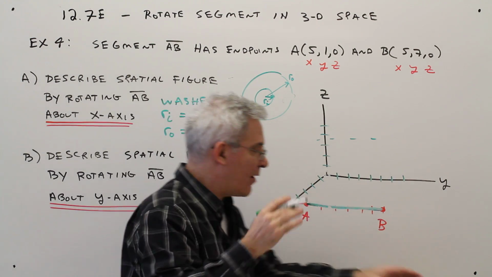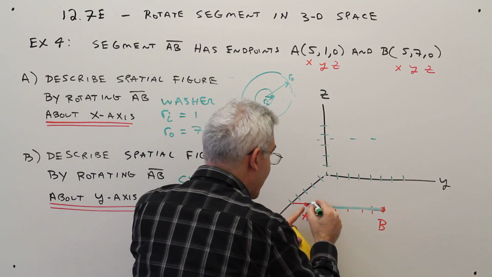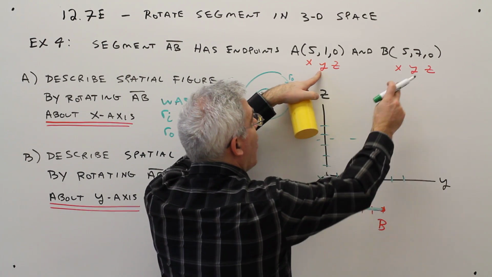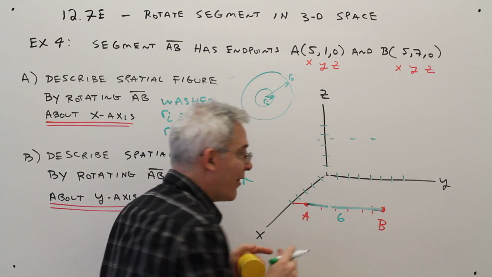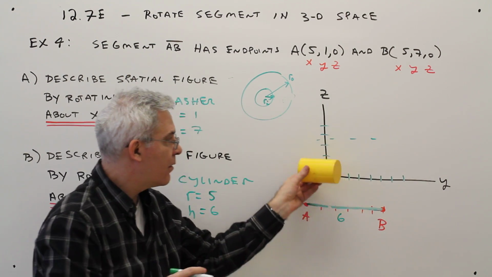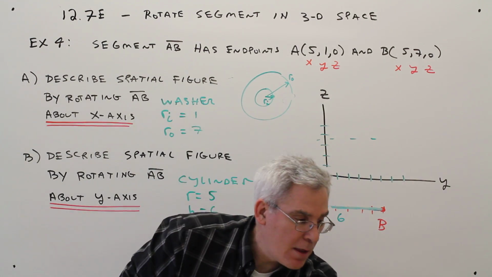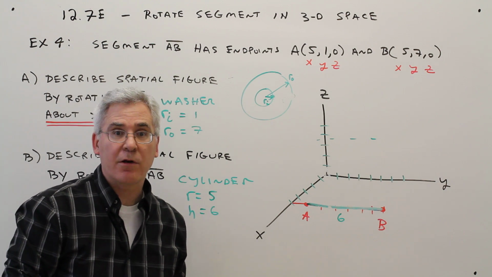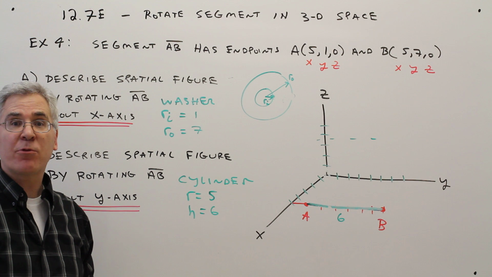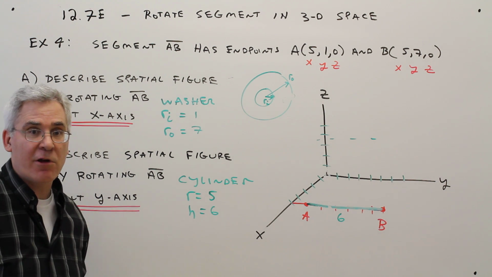The height of that cylinder is the length of segment AB. AB goes from a y value of 1 to a y value of 7. So again, that's 6 units. So the height is 6. So hopefully we can visualize that. Again, this was the more challenging one. So there you have it. Another example on how to rotate a segment in 3-dimensional space and get a cylindrical shell, or as we're going to call it, a cylinder.